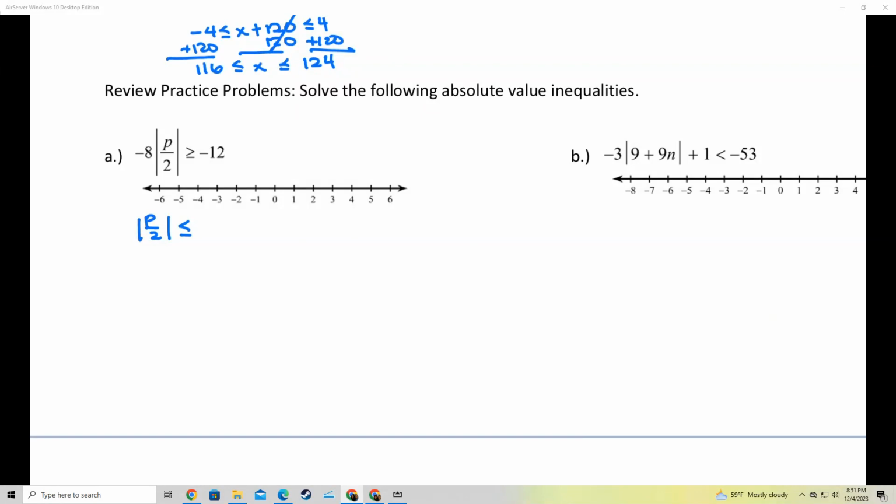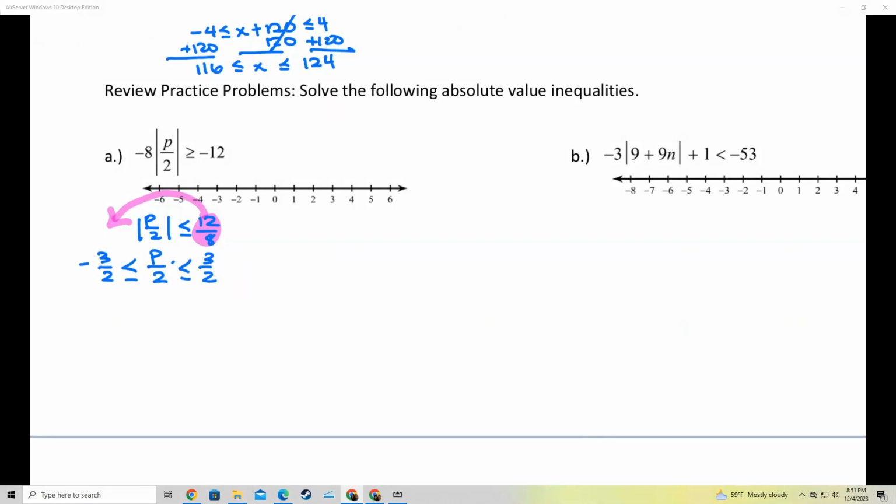And that gives me 12 over 8. Remember, we really should simplify that. So when I move this over, I'm going to simplify it here. I'm going to take that 12 over 8 and move it over this way. Because I can divide top and bottom by 4, that should be 3 over 2. So it's going to be negative 3 over 2 is less than or equal to p over 2 is less than or equal to 3 over 2.